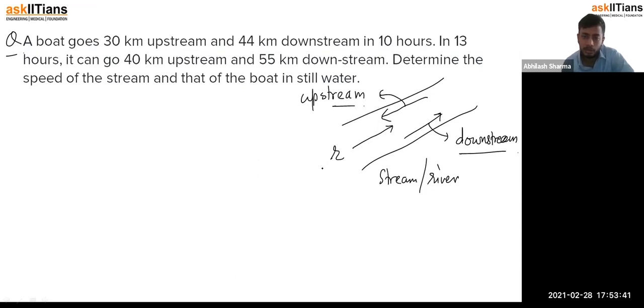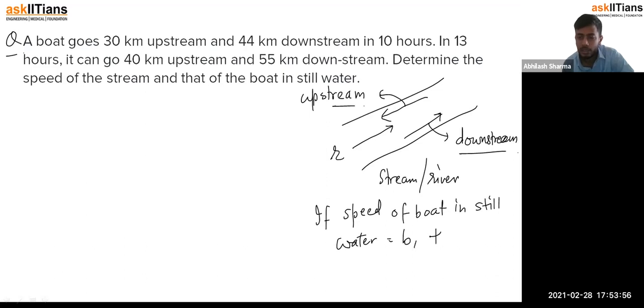Now, one thing we should know is that if the speed of the boat in still water is b, then the speed of the boat in the upstream journey would be equal to b minus r. The reason is that the river is flowing like this, whereas we are traveling opposite. So the velocities will get subtracted. From the speed of the boat, we will have to subtract the speed of the river.